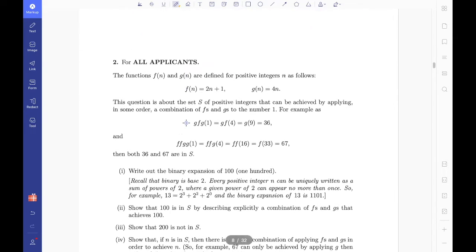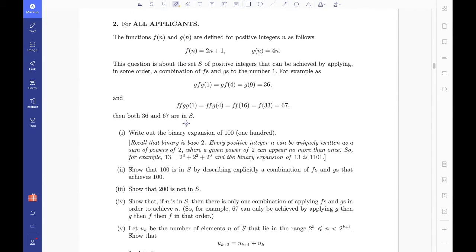Okay, so moving on to the longer, wordier questions here. We see that this is a question about two functions acting on the positive integers n. The functions f of n and g of n are defined for positive integers n as follows. So I can see here that f of n generates odd numbers and g of n generates even numbers, in fact, only multiples of 4. So g of n generates multiples of 4, f of n generates all the odd numbers.